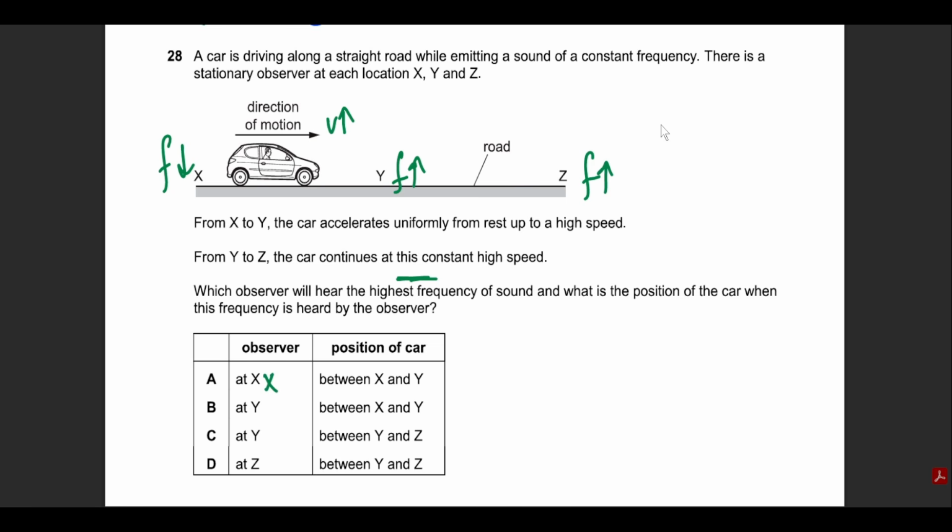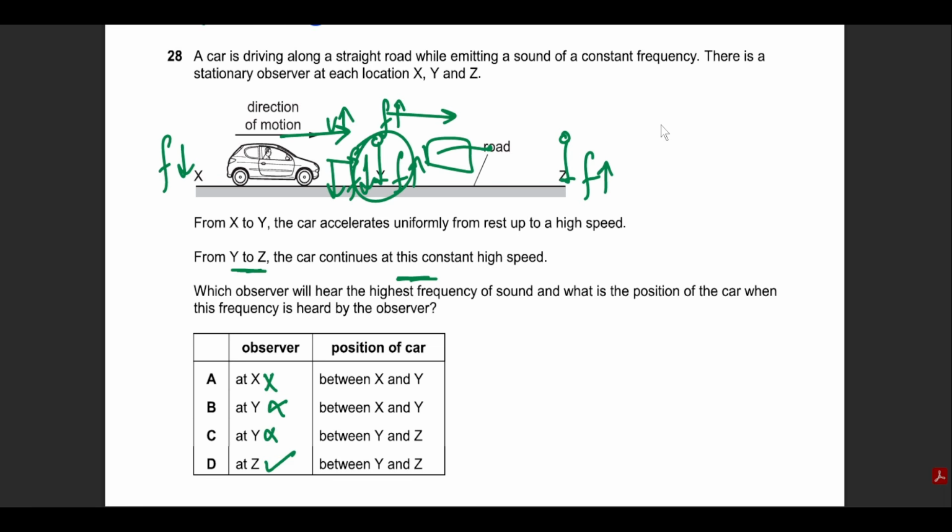So x is not possible. At y it should be possible, but no. For example, the observer standing here, the observer standing here. If we cancel x, then the car is still moving and they cross this boundary because they mentioned it here. So even y will be hearing a frequency that is going to be smaller. When the car is moving towards here, the frequency will be higher, but once the car passes this, the frequency heard by y is going to be smaller. So y cannot be possible.